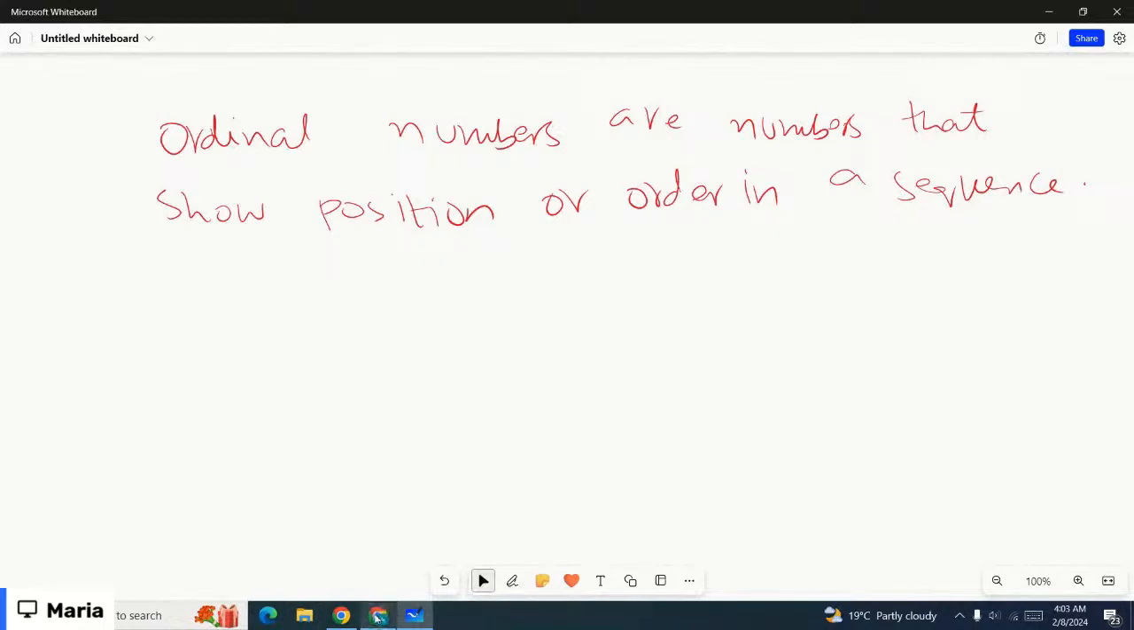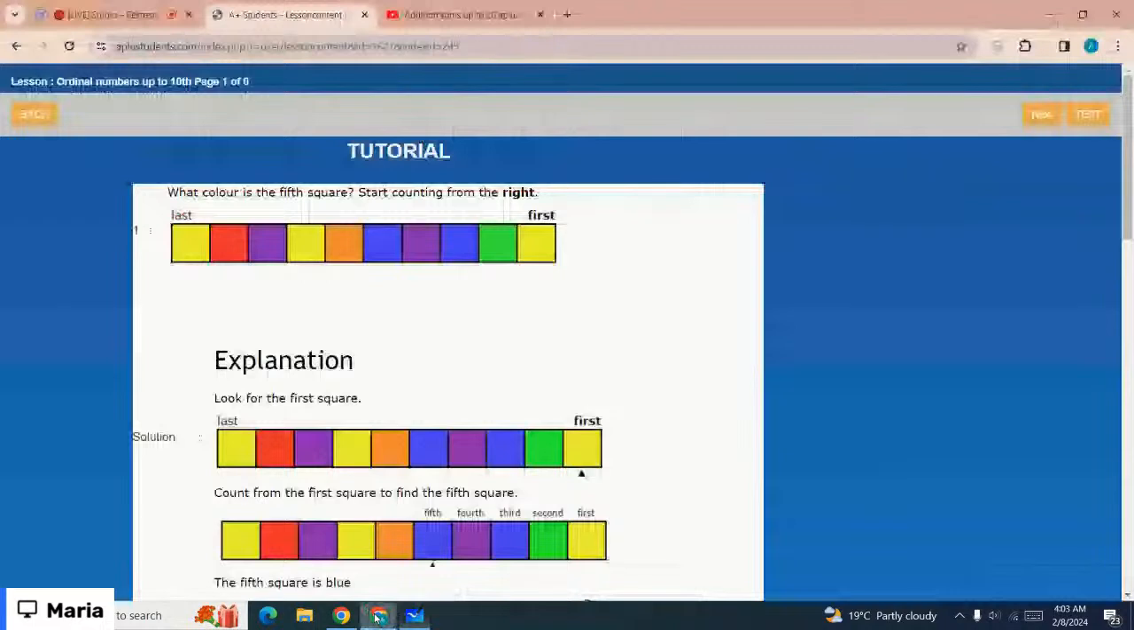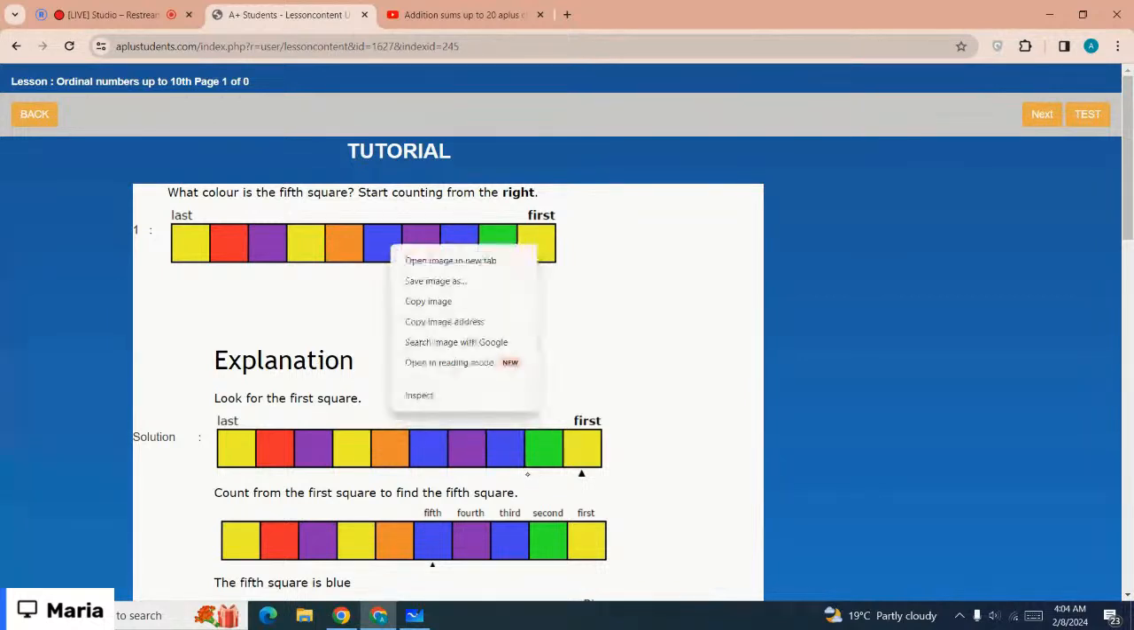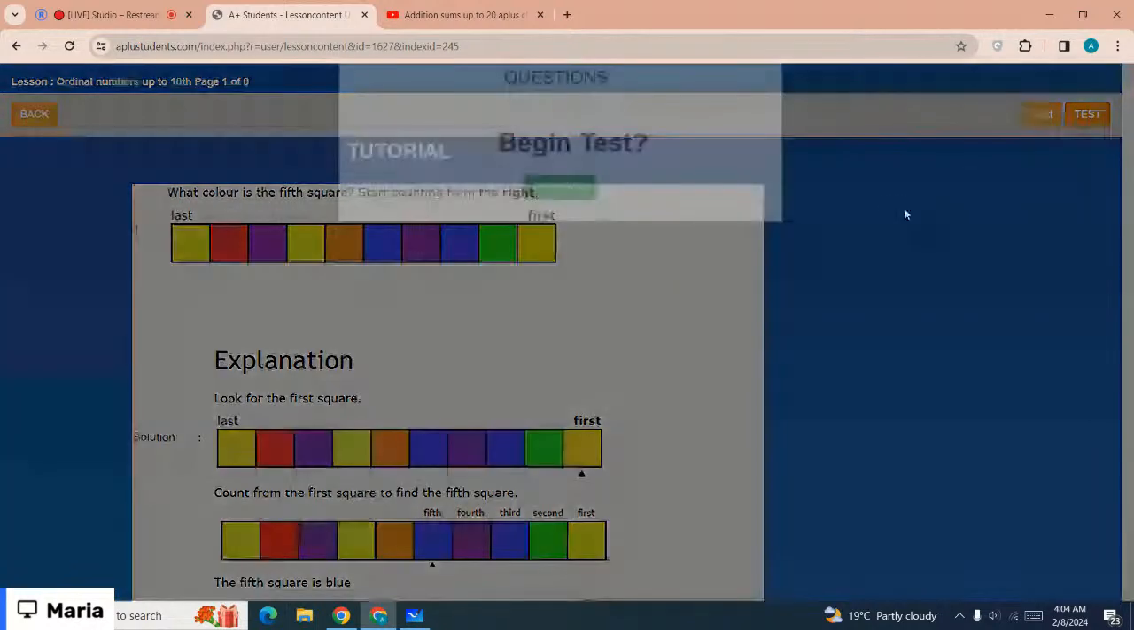For example, the first example is: what color is the fifth square? So you have to see which is the fifth color. You have to start from the right hand side. So this is first, second, third, fourth and fifth. So the fifth one is blue. Got it? Fifth, you have th. Whenever you have th with a number, that points to the sequence of the number. So at the fifth you have the blue. Let's start with the test questions.